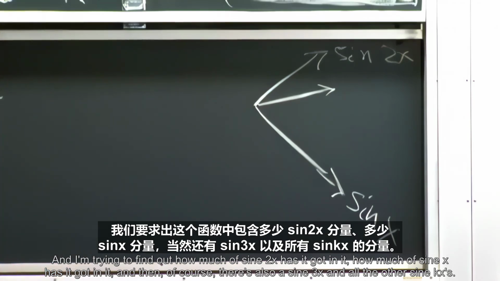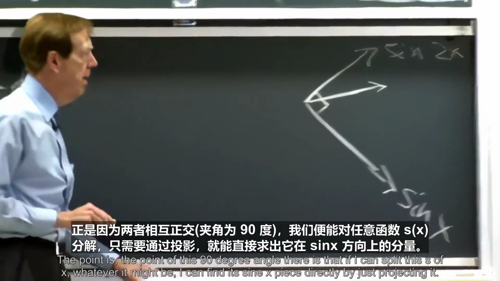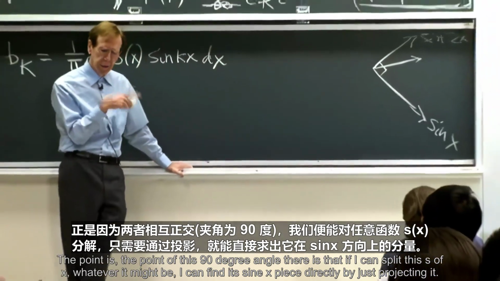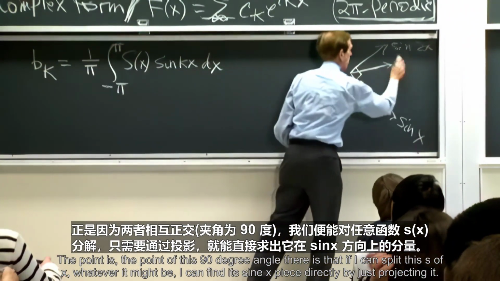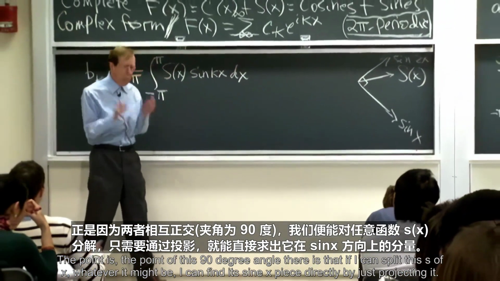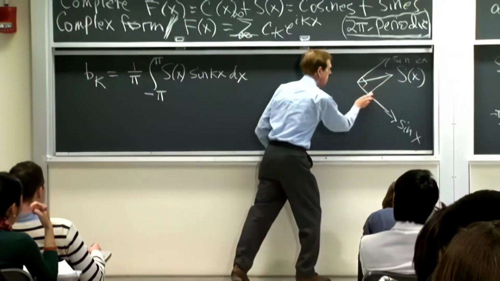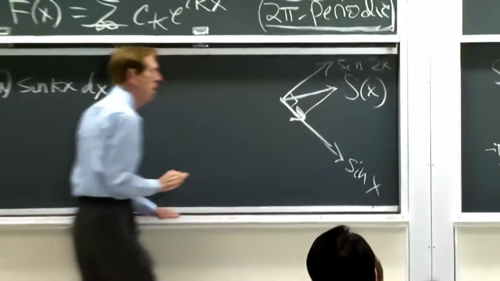And I'm trying to find out how much of sine 2x it's got in it, how much of sine x it's got in it, and then, of course, there's also a sine 3x and all the other sine kx's. The point of this 90-degree angle is that if I can split this function, whatever it might be, I can find its sine x piece directly by just projecting it. It's the projection of my function on that coordinate.